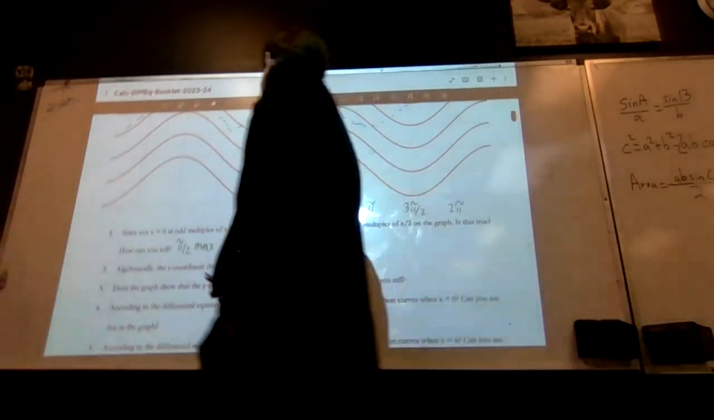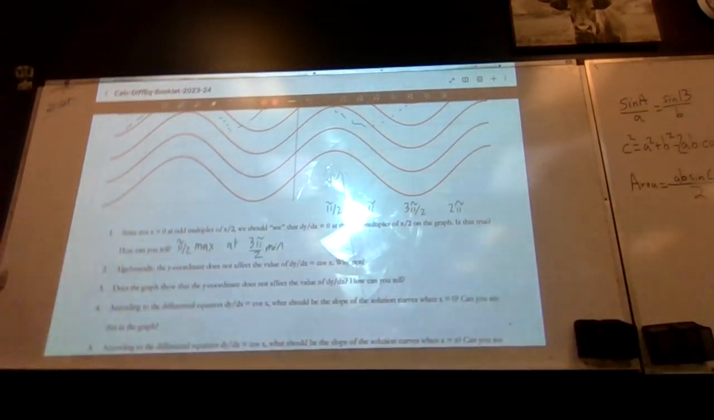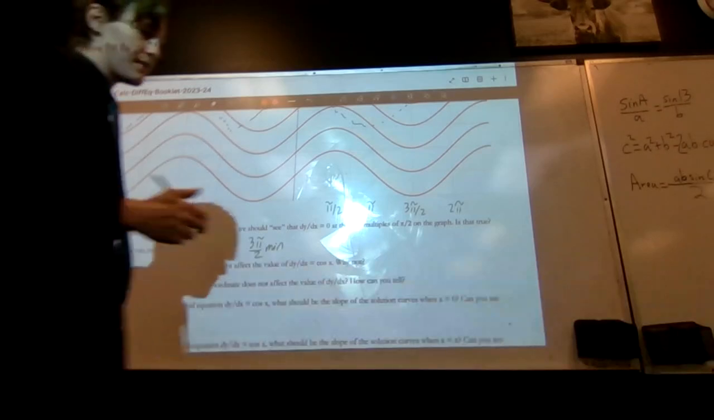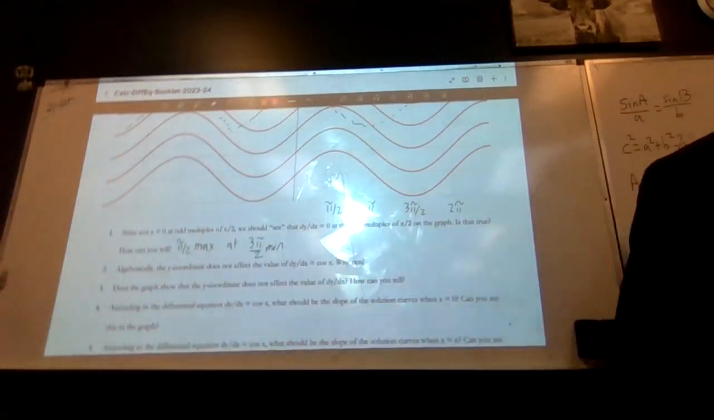Algebraically, the y-coordinate does not affect the value of dy over dx equals cosine x. Can anyone tell me why not? Why does the y-coordinate not affect the value of dy over dx equals cosine x? We've answered this because what happens when you have a constant and we take the derivative of it? Cancels. Taking the derivative will cancel that out.